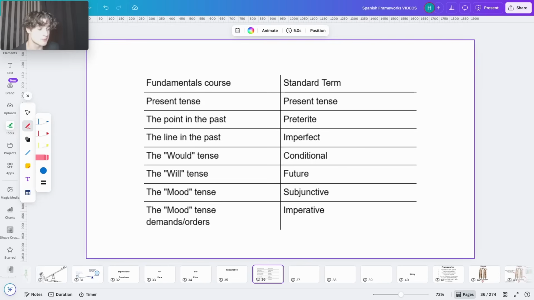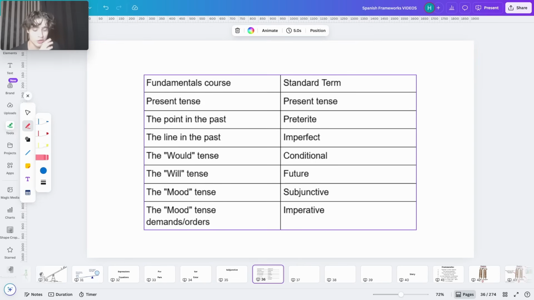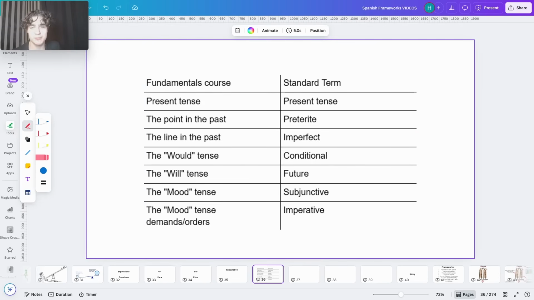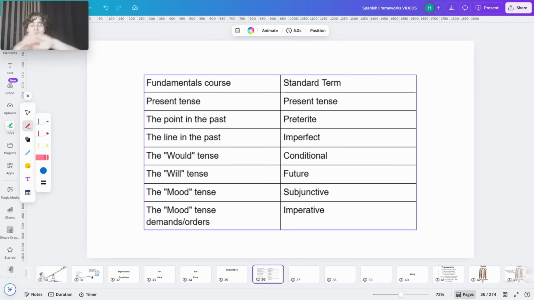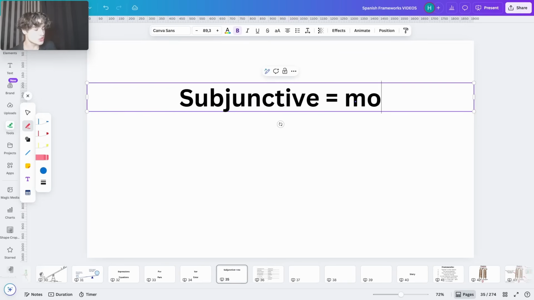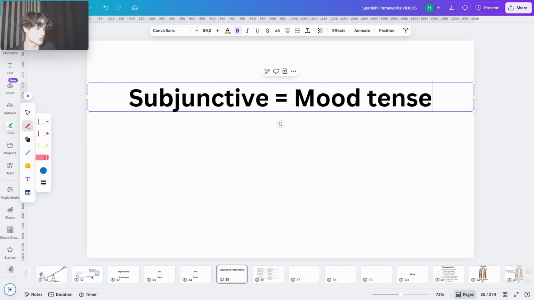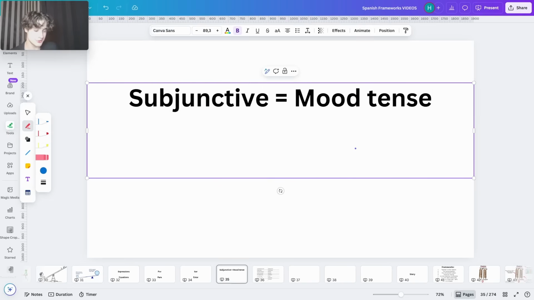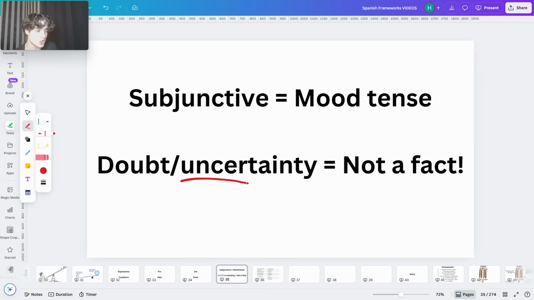And in terms of conjugation, by the way, the subjunctive and imperative are the exact same. The only difference is one tiny exception. So don't separate subjunctive and imperative. They're both basically the same thing. And they both follow one overarching rule. And here it is. So just understand subjunctive as mood tense. Okay. And the mood we're referring to here is when something is an uncertainty, it has doubt, meaning it's not a fact. That is it. That covers basically every single use of the subjunctive and the imperative.